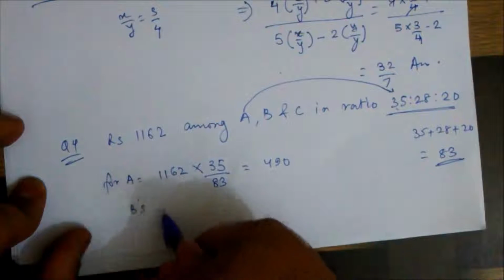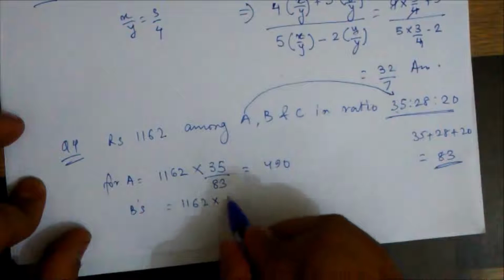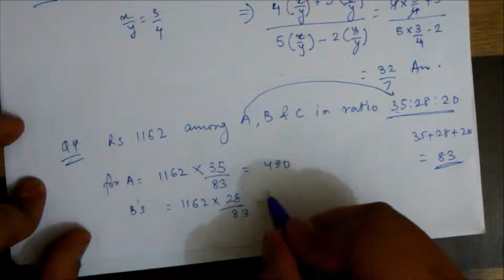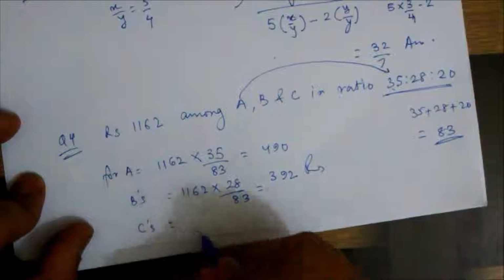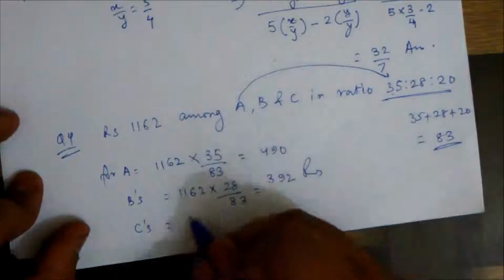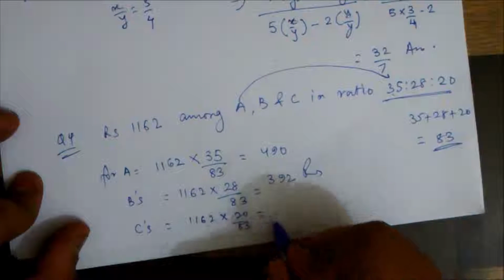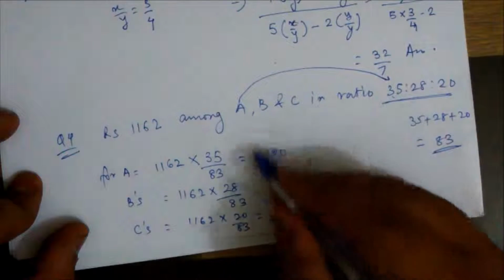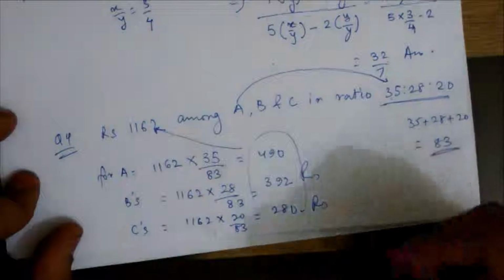Similarly, B's share will be 1162 into B's, which was how much? 28. So 28 by 83, which will be equal to 392 rupees. And C's share, okay, you can finally just add up these two and subtract from 1162, or you can just follow the conventional method by just 20 by 83, which will give you the final 280 rupees. And just to cross check, you just need to add all the three and you'll get back the whole sum, just to check if your answer is the same.